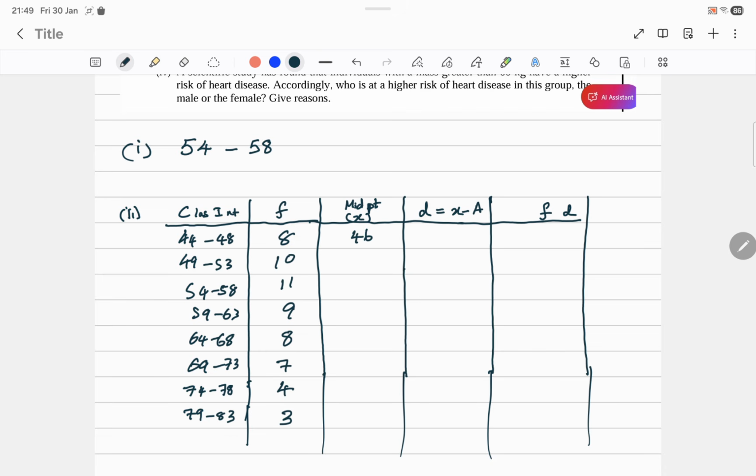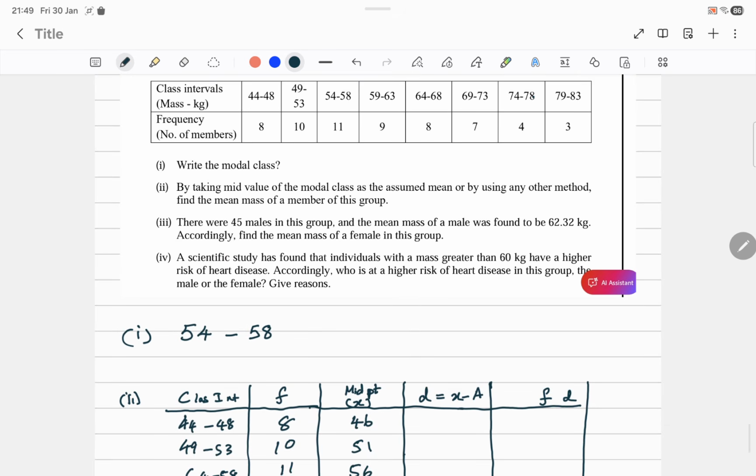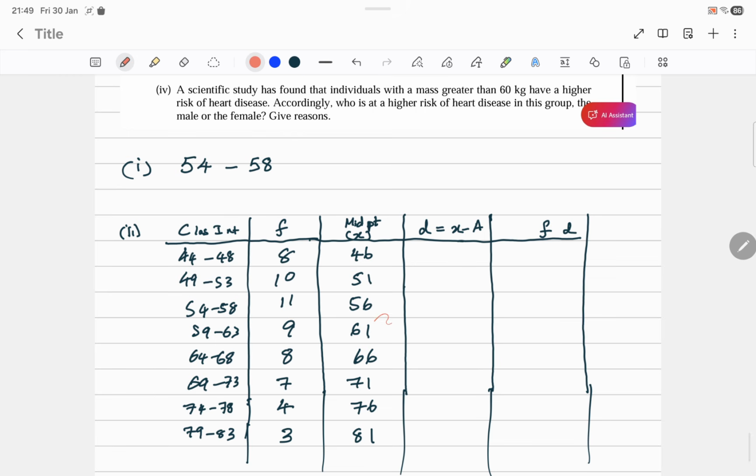Add them, divide by 2, you get what? 49 plus 53, 102, 51, right? 56, 61, 66, 71, 76, and 81. And we want to take, assume, mean capital A to be the midpoint, or the mid value, of the modal class, so 54 to 58, that is 56. So this is our A.